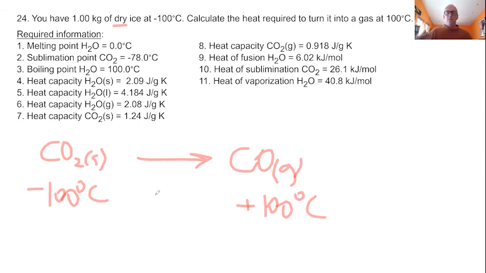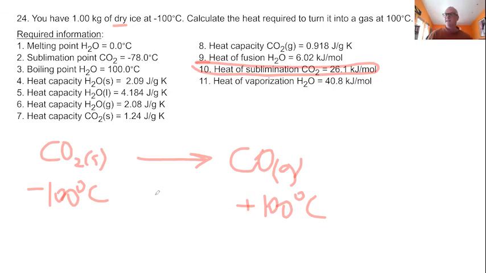So does dry ice go from a solid to a liquid to a gas? No. It doesn't, right? It goes right from a solid to a gas. So what do we call that when something goes directly from a solid to a gas? Sublimation. Right. So we don't have a heat of fusion and we don't have a heat of vaporization. We have a heat of sublimation. That's the amount of heat required to take a mole of CO2 directly from a solid to a gas.